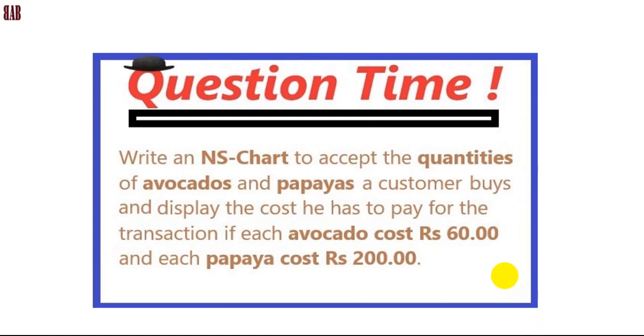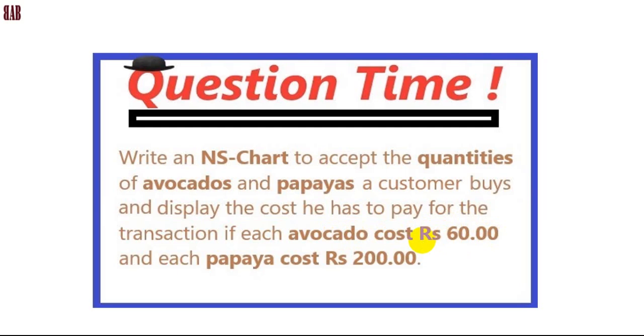Here's another exercise and answers to that. This one is similar to the previous one, where we are accepting two items, quantity and their prices, and trying to display the total cost. But this time the difference is the prices are already known. They are told exactly what each price is.